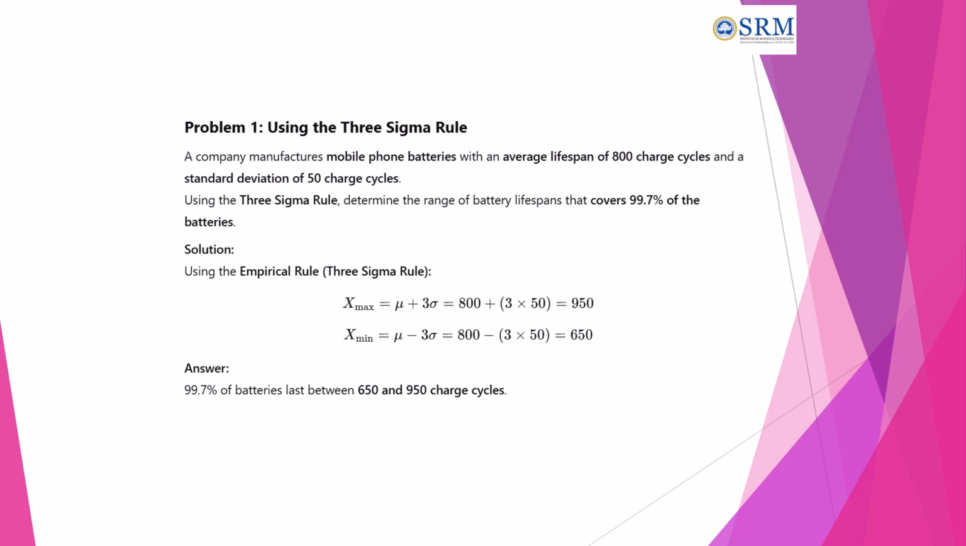So the maximum lifespan is 800 plus 3 times 50, that is 950, and the minimum lifespan is 800 minus 3 times 50, which is 650. Therefore, 99.7% of the batteries will last between 650 and 950 charge cycles.